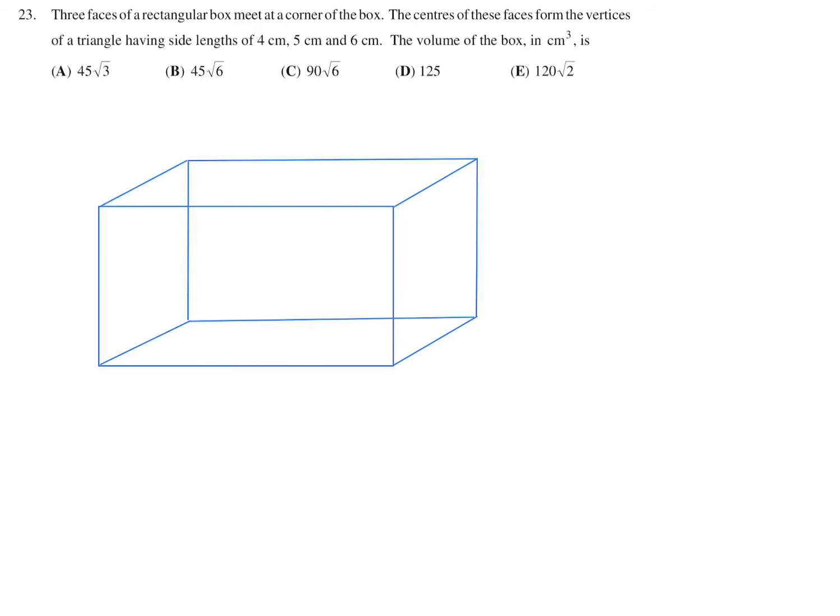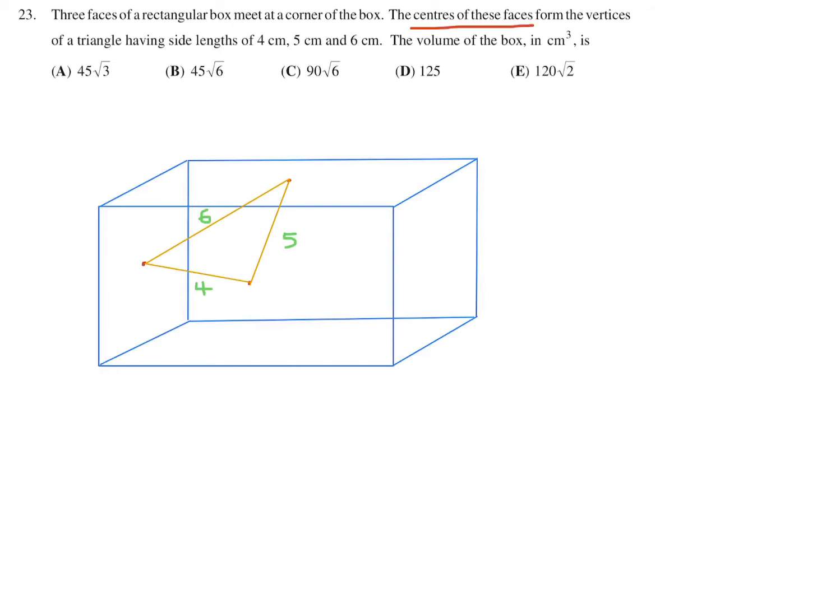And now I'm going to draw the centers of the faces. So those three dots represent the centers of three faces. And we now have to connect them to form a triangle, like that. And they're telling us that this triangle has side lengths of 4, 5, and 6. So we'll make this one 4, we'll make this one 5, and we'll make this one 6 in terms of its side lengths.